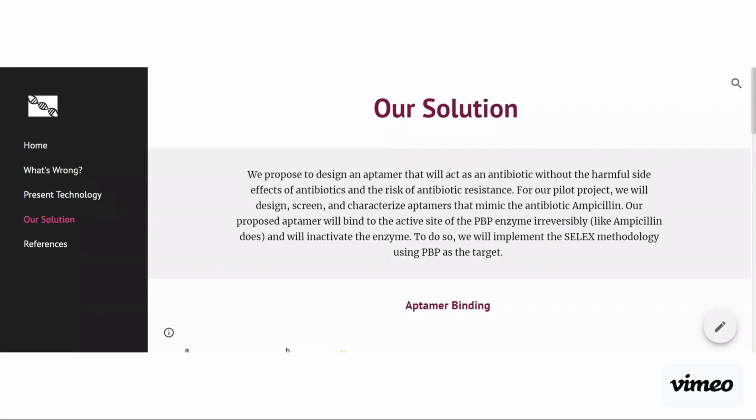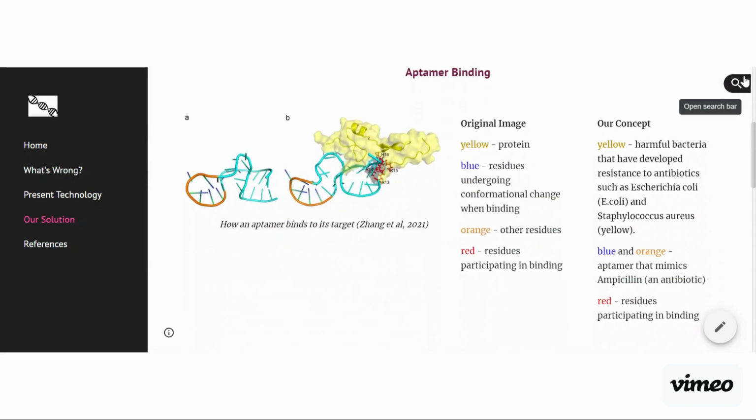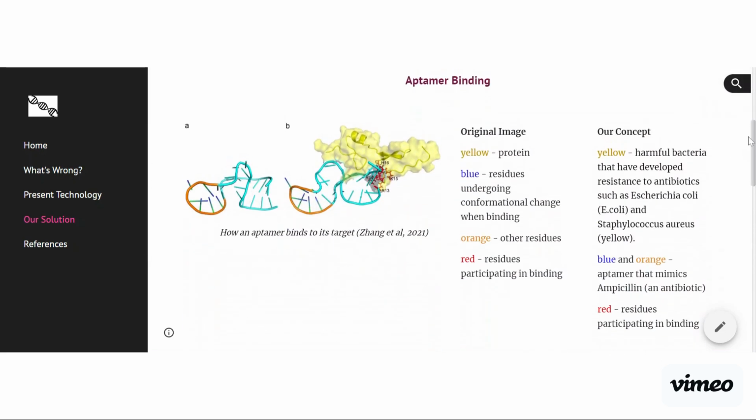Our solution. I propose to design an aptamer that will act as an antibiotic without the harmful side effects of antibiotics or the risk of antibiotic resistance. We would do this through aptamer binding. In this image, you can see that yellow is the harmful bacteria, such as E. coli, that has developed resistance to antibiotics, and the blue and orange is the aptamer that would mimic the antibiotic that is currently used to target this bacteria, in this case, ampicillin.